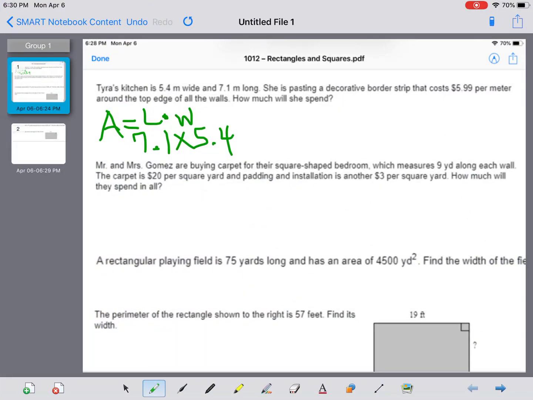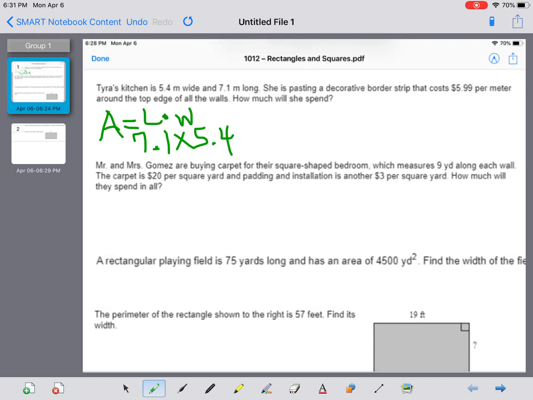This lesson deals with rectangles and squares. The first word problem, we're trying to figure out how much Tyra will spend on putting a border strip in her kitchen. The formula to find the area for a rectangle is length times width. The length is 7.1 and the width is 5.4.